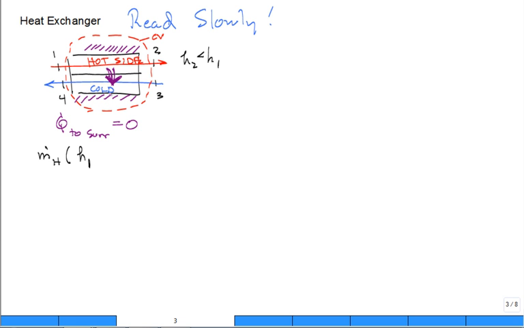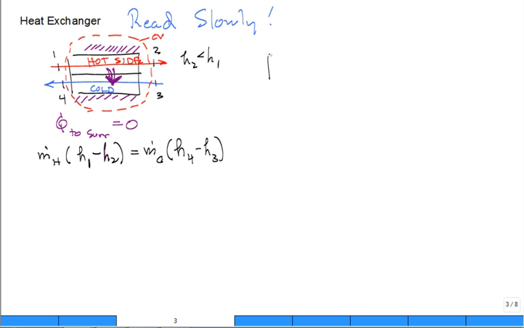Okay, so it's H1 minus H2, and that's equal to the mass flow rate of the cold fluid times the enthalpy 4 minus enthalpy 3. There's an enthalpy gain in the cold side. All right, but that's not the only type of heat exchanger.